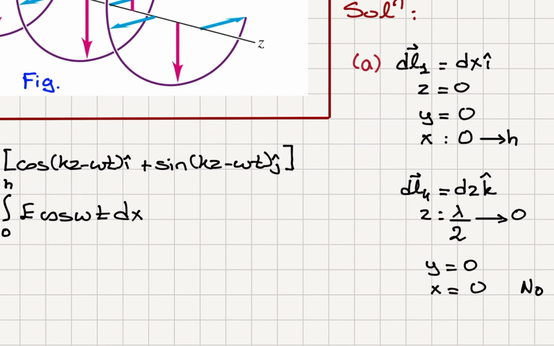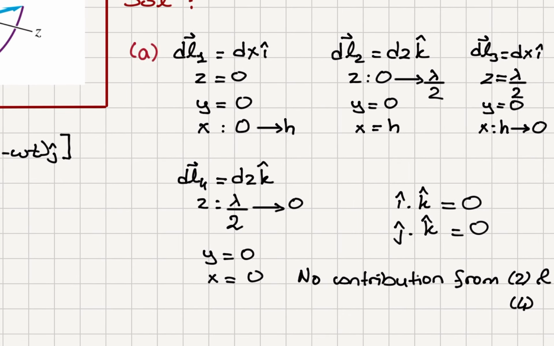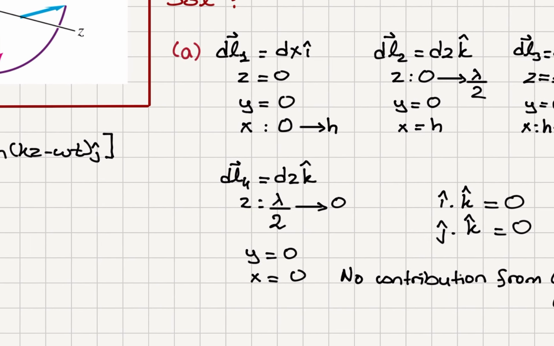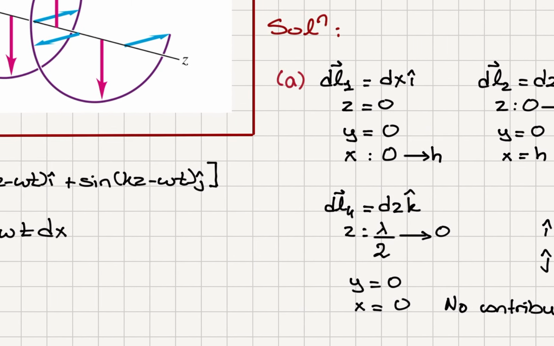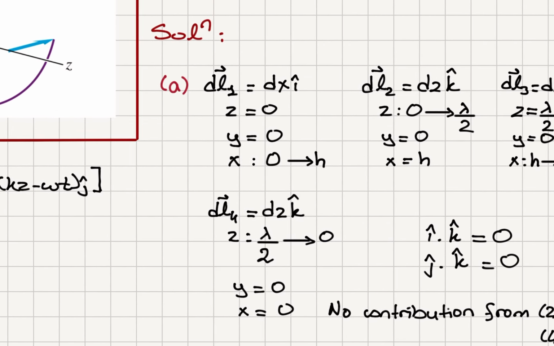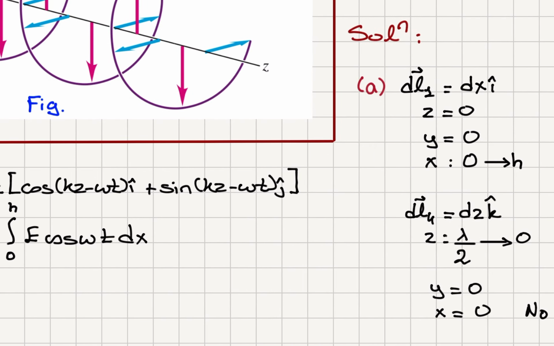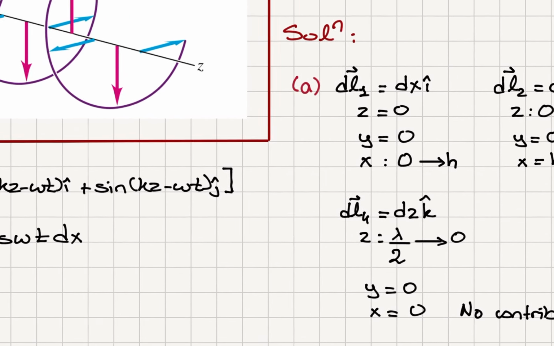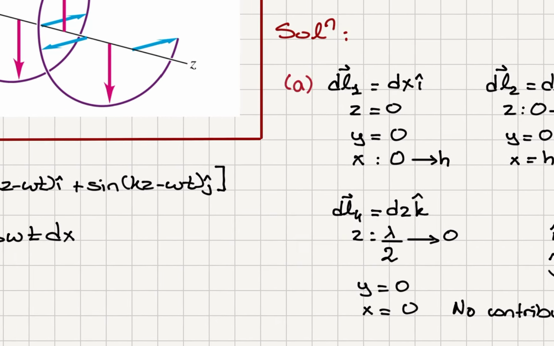2 and 4 give me no contribution, so I go to segment 3. Now again j hat dot i hat is 0, so the sine term will give no contribution. i hat dot i hat is 1. So along this path, z is equal to lambda over 2, so this is cosine of k lambda over 2 minus omega t. So that's the integral. And x goes from h to 0.